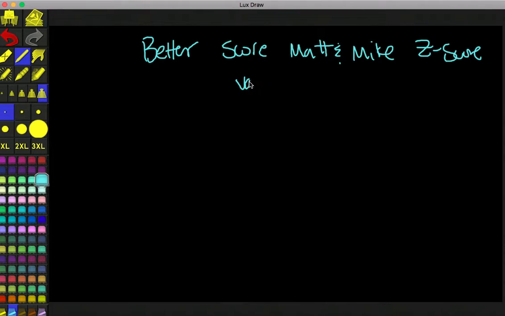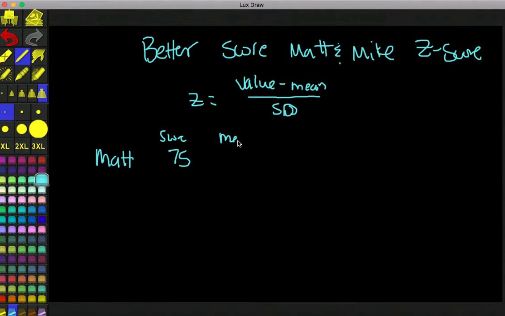So I'll just put the value minus the mean over the standard deviation. That is the z-score formula. We put a little line through that. Okay, so in this case, it told me that Matt's score, I'm just going to write Matt's information down. Matt's score was 75. And the mean in his class, so score, mean, and standard deviation. Okay. So the score was 75, the mean is 68, and the standard deviation was 8.6.